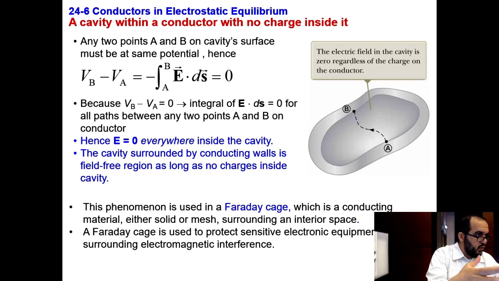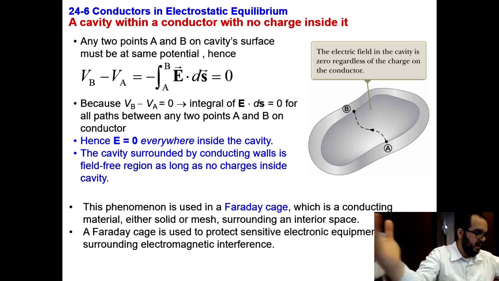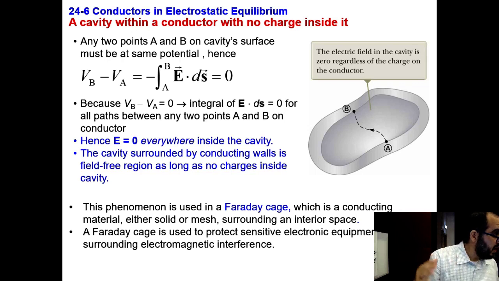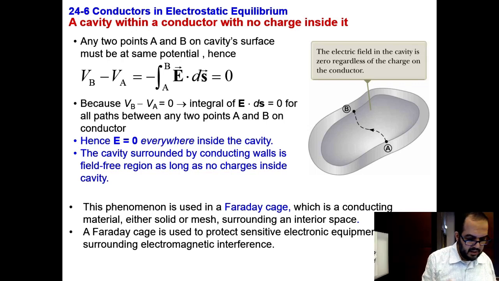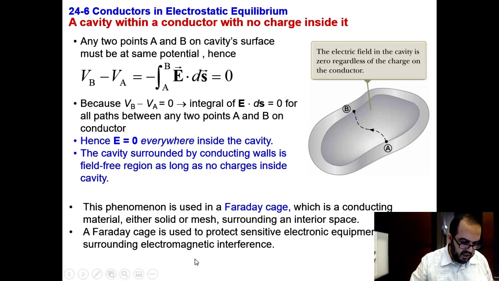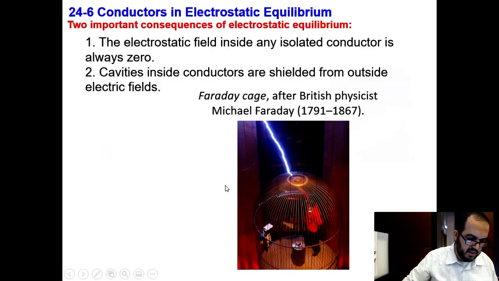That's why when you go into an elevator with a mobile and you're talking, sometimes you lose the signal, because you entered a Faraday cage. Inside the Faraday cage, assuming the elevator is a conductor, there is 0 electric field inside it. A Faraday cage is used to protect sensitive electronic components from surrounding electromagnetic interference. So this can be used for protecting some sensitive components in electronic devices.